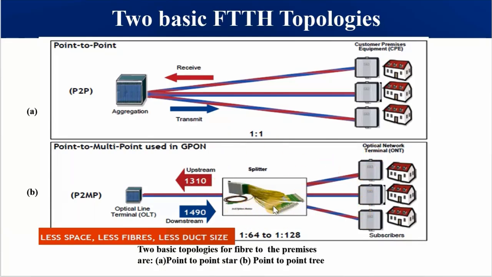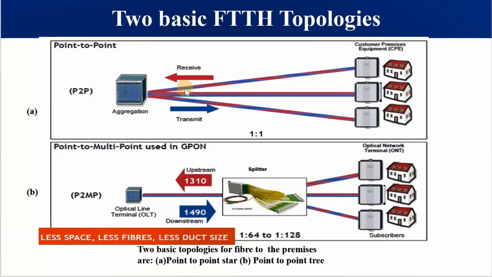So this is the picture of a splitter. One incoming, many outgoing. And the split ratio, for example, can be 1:64, meaning one incoming fiber is going to have its power split equally to 64 drop fibers. But we are now moving towards 1:128, meaning one incoming fiber is going to have its power split equally to 128 drop fibers.